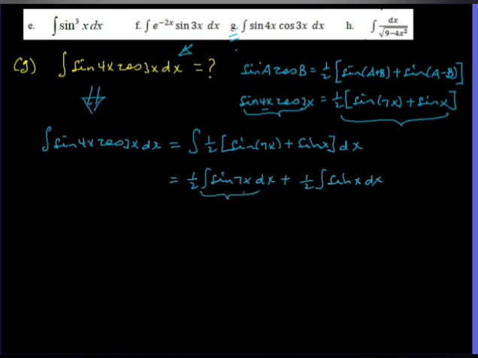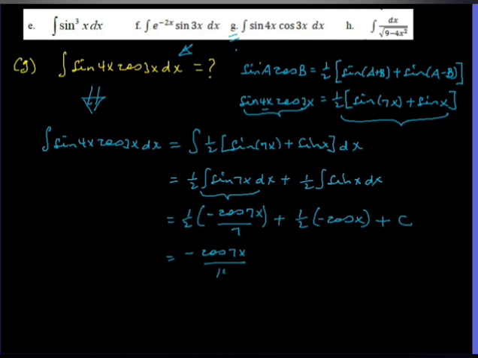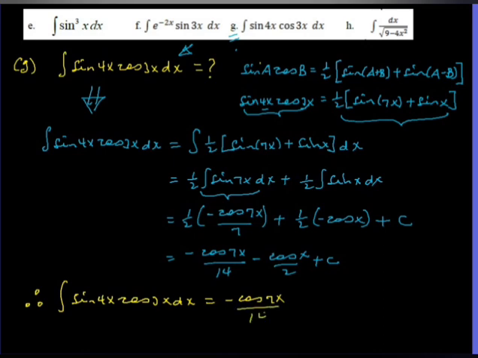But what is the integral of sin 7x alone? The integral of sin 7x is minus cos 7x over 7. Plus half of the integral of sin x, which is minus cos x, plus some integration constant. So this means minus cos 7x over 14 minus cos x over 2 plus c. Therefore the integral of sin 4x times cos 3x dx is minus cos 7x over 14 minus cos x over 2 plus c.